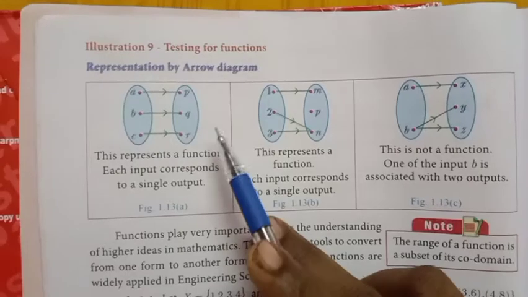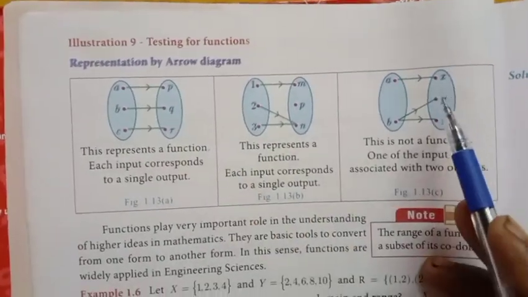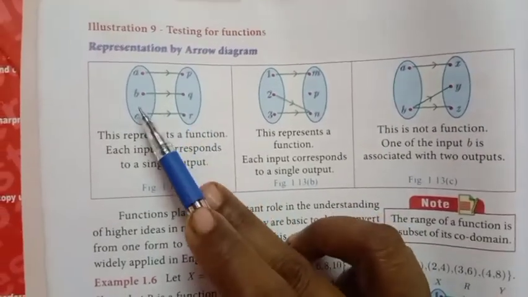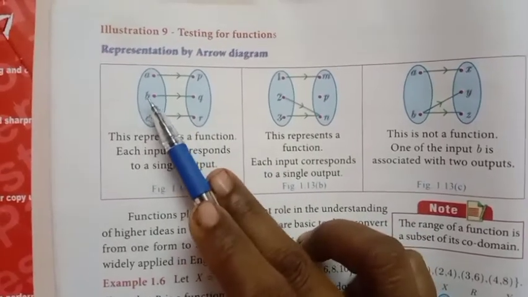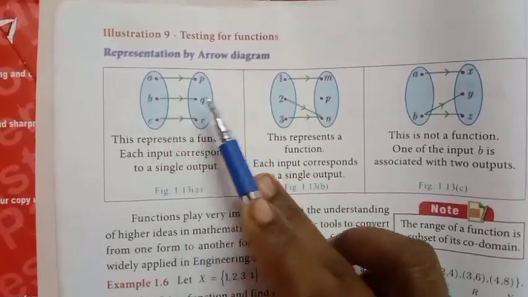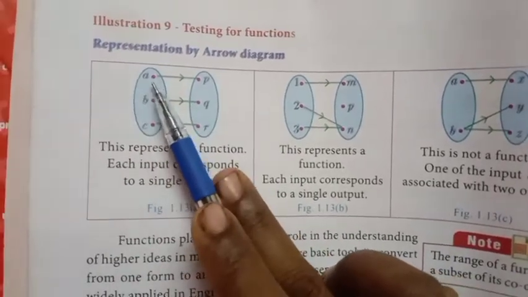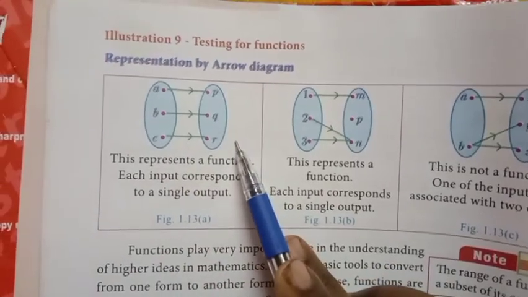Students, listen, another example. This is a test for function. Is the given mapping a function or not? Refer to this set with A, B, C, and for this set P, Q are the elements. Now you have to see the diagram. Is this a function or not? This is a function because each element has a unique image. Unique image means it has only one image.